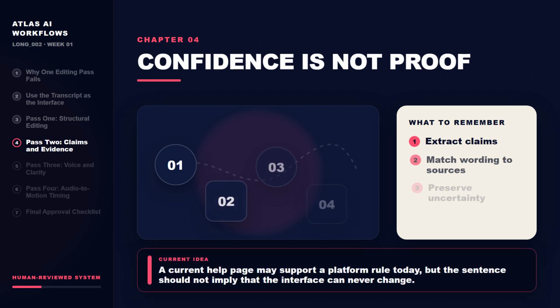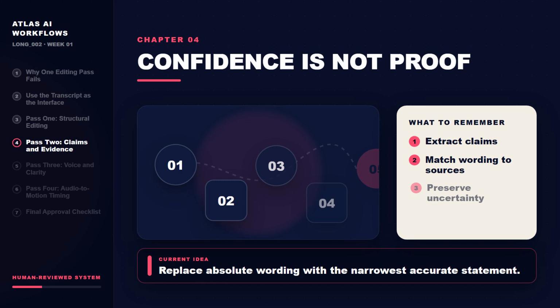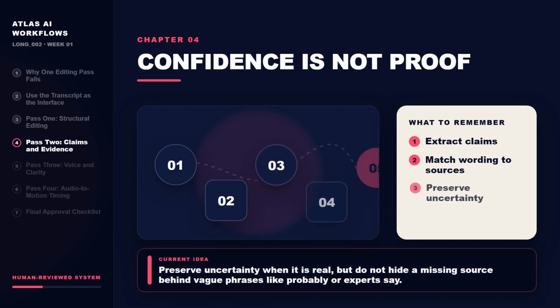A current help page may support a platform rule today, but the sentence should not imply that the interface can never change. Replace absolute wording with the narrowest accurate statement. Preserve uncertainty when it is real, but do not hide a missing source behind vague phrases like probably or experts say.